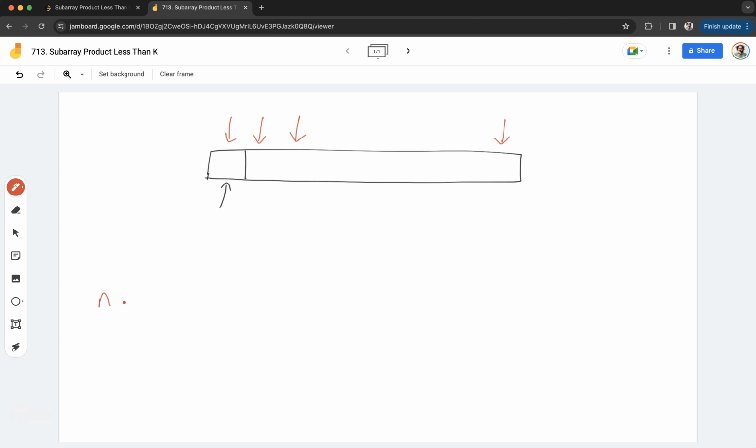If you start here, you can end here, and all the way up to here. So it's n minus 1, plus n minus 2, plus all the way to 1. So this is n times n plus 1 over 2. And the running time of such an algorithm is O of n squared.